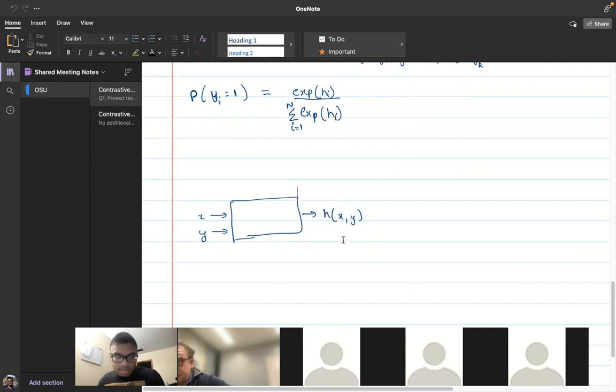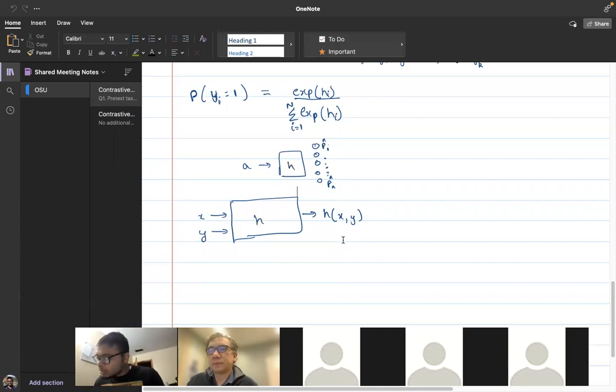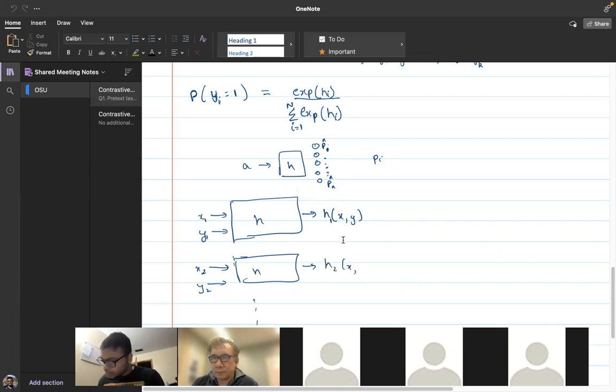In normal multi-class classification, say you have n classes and you have p1 to pn hat, the estimates of probability of which class your input belongs to. The first term, p1, is the probability of belonging to the first class. In this case, you will have x1, y1, x2, y2, and you will get h1, h2, up to xn, yn.